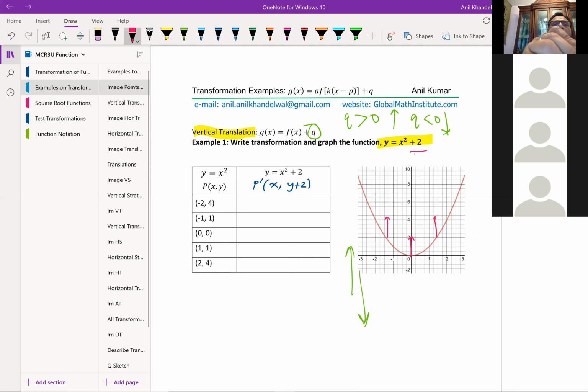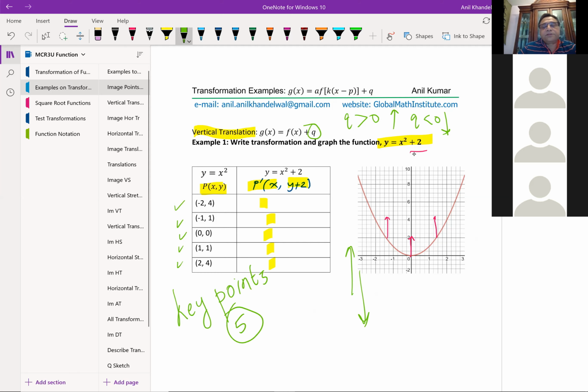So if you have a coordinate point (x, y) in general, then on this transformed function, the image point x value remains same, but the y value will be y plus 2. So you can make a set of values here. These are the key points. Remember, for every parent function to sketch, we have key points, correct? Always use 5 key points. So for a parabola, these are good 5 key points to consider.